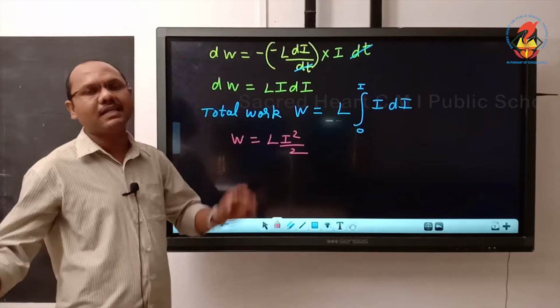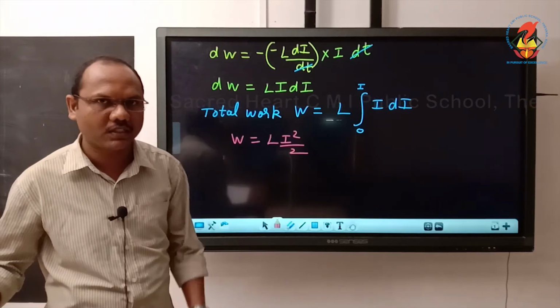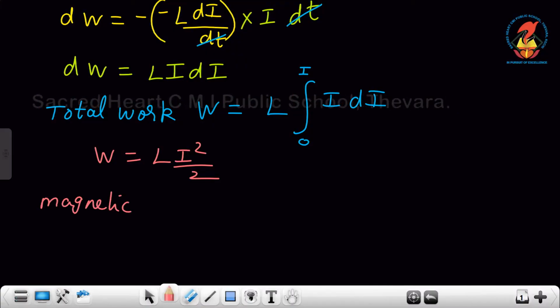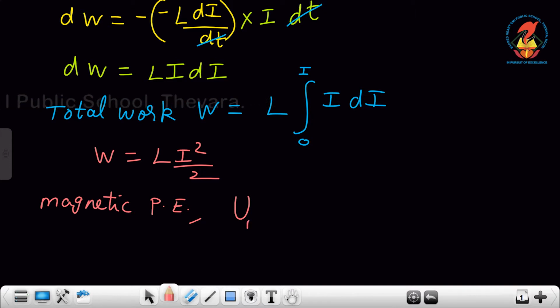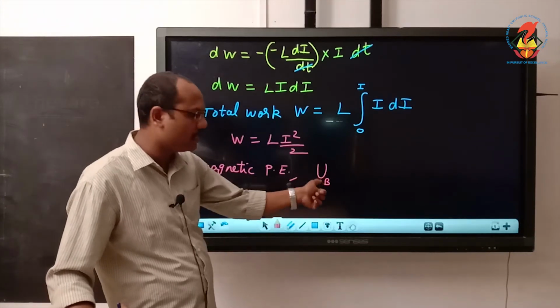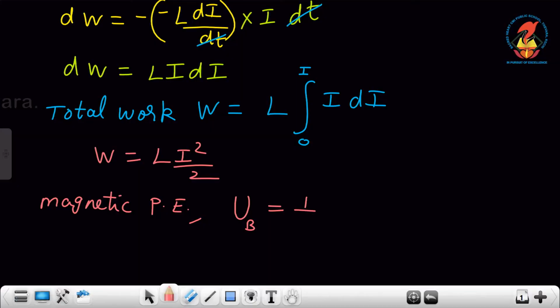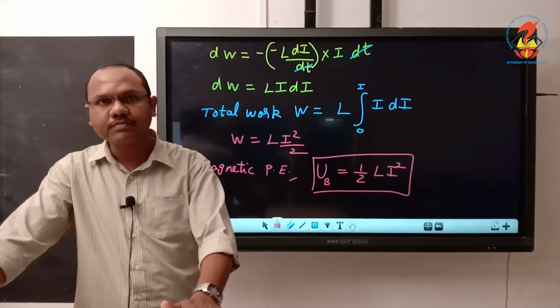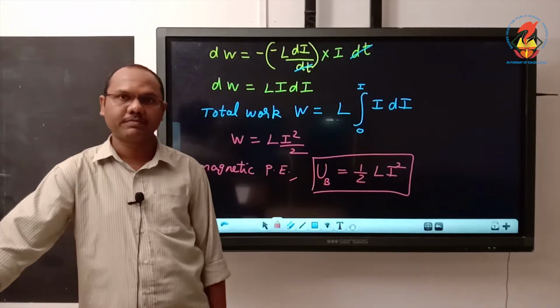This work done is stored as magnetic potential energy. Therefore, we can write magnetic potential energy. It is written as U subscript B. U for energy and B for magnetic. So, magnetic potential energy UB is equal to half L I square. So, UB is equal to half L I square. This is the expression for the energy stored.